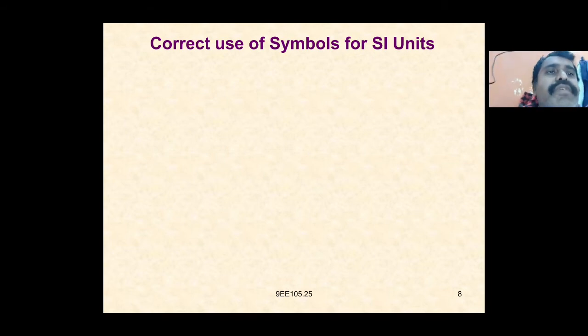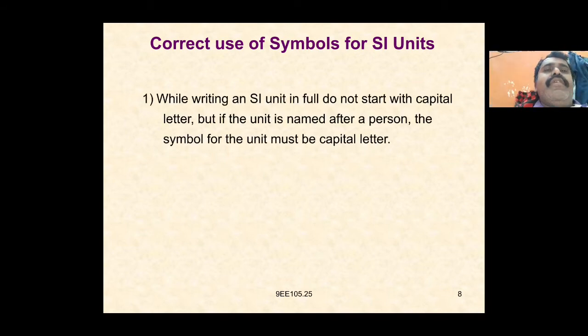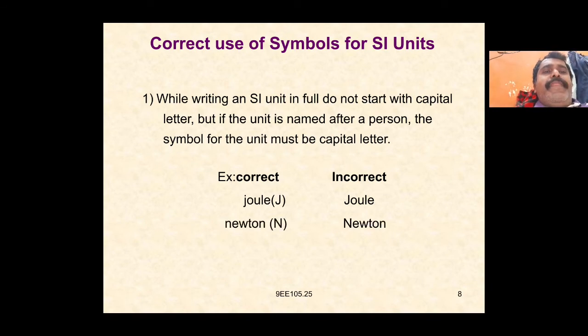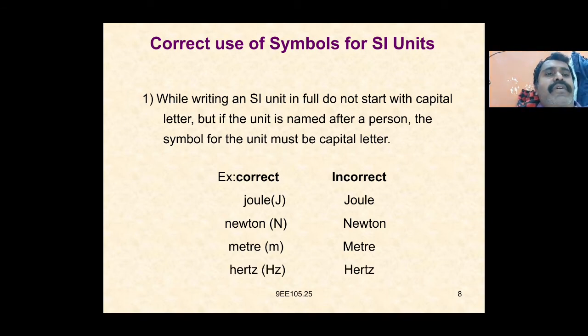So, correct use of symbols for SI units. While writing an SI unit in full, do not start with a capital letter, but if the unit is named after a person, the symbol for the unit must be a capital letter. Example, correct versus incorrect: joule, Joule, J. Newton, Newton. Meter, meter. Hertz, Hertz.